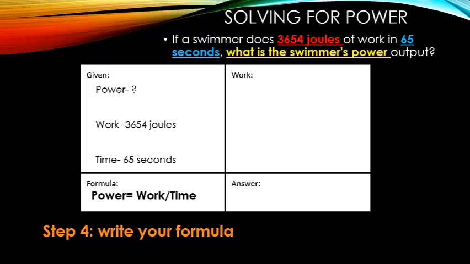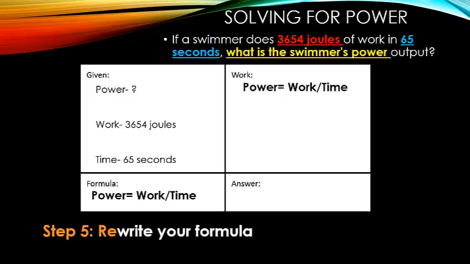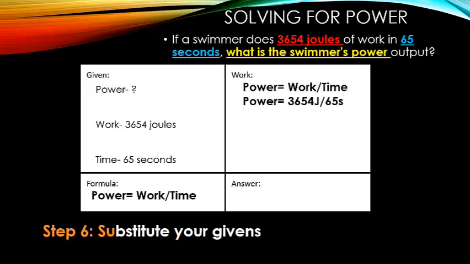So, now that we got this information, and now that we got our formula, let's rewrite our formula in our work box, so that way it will make it easier for us to substitute in our work, which is our next step. Step 6 is to substitute our givens. Power stays the same because we don't know what that is. So, power equals our work, which is 3,654 joules, divided by our time, which is 65 seconds.